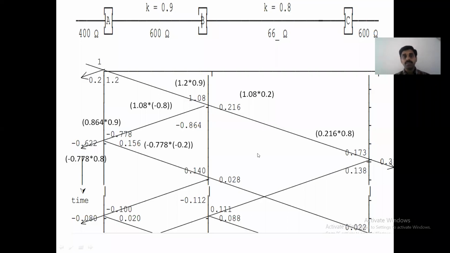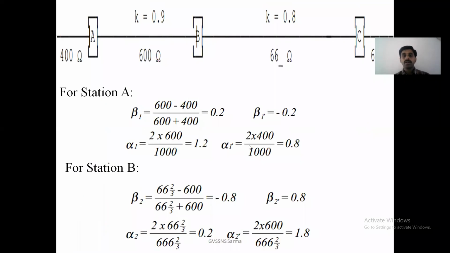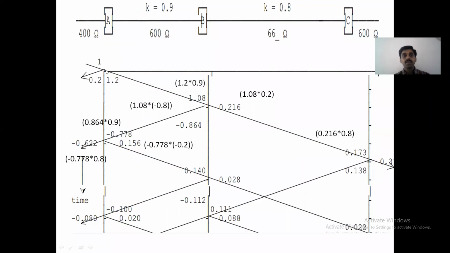Let us continue the previous problem. So I have calculated the alpha value and beta value, reflection coefficient values at these junctions using these formulas. Now we'll apply that. When a wave is incident with a magnitude 1 here, we got beta 1 is 0.2, therefore 1 into 0.2 will go like this. And we have calculated alpha, the transmission coefficient, 1 into 1.2 is 1.2 will travel like this.